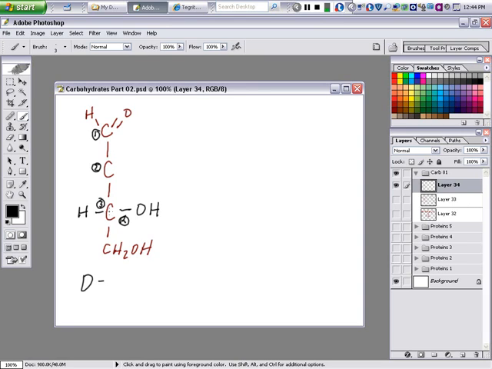Exactly. Again, this is carbon number 1 because of this aldehyde functional group in priority now. This is carbon number 2. This is carbon number 3. The highest numbered chiral center has to be in the R configuration for it to be D.